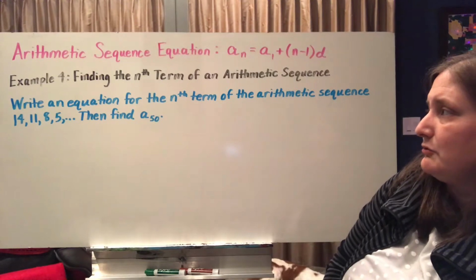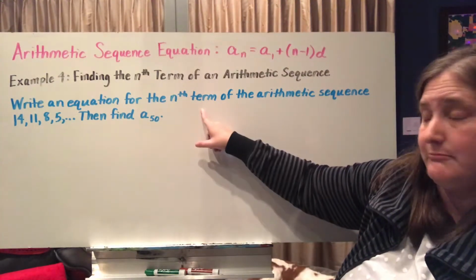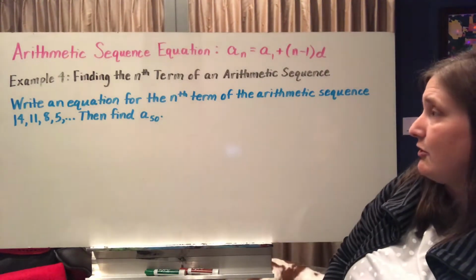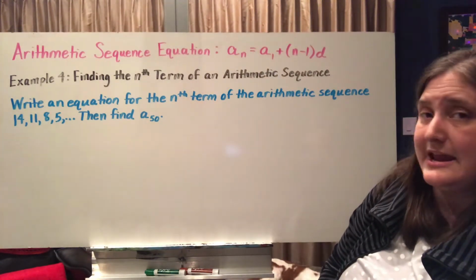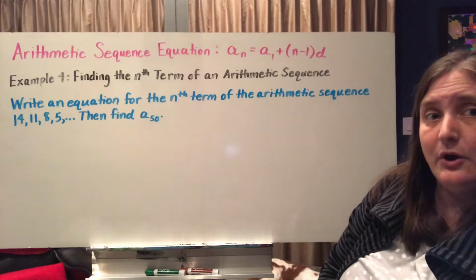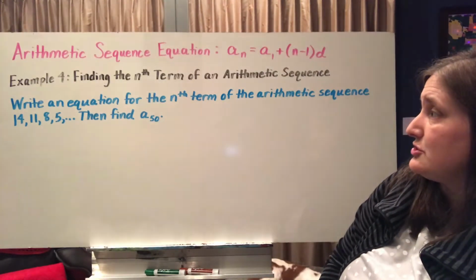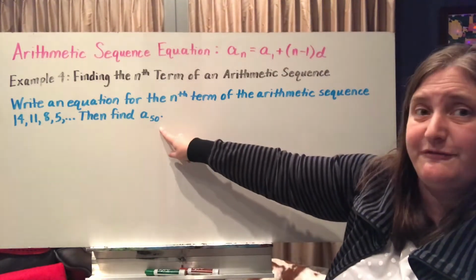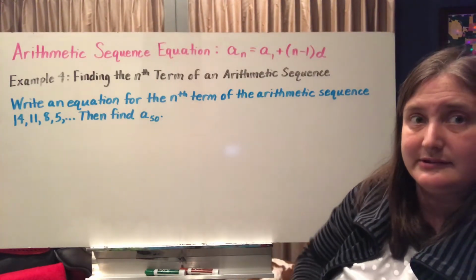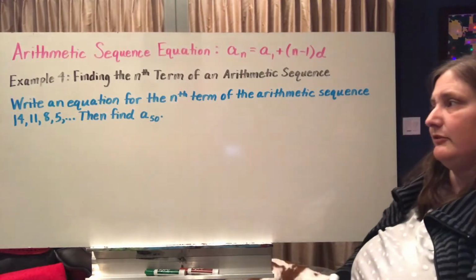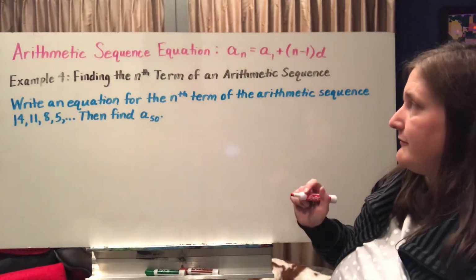So let's actually try this out and see how it works. They want us to write an equation for the nth term. I don't know what it is. They're calling it the nth term. And the sequence currently is 14, 11, 8, 5, and so on. Once we write that equation, they then want us to find the 50th term. There's got to be an easier way to do it than listing out 50 terms. I don't want to have to do that. So let's write our equation first.